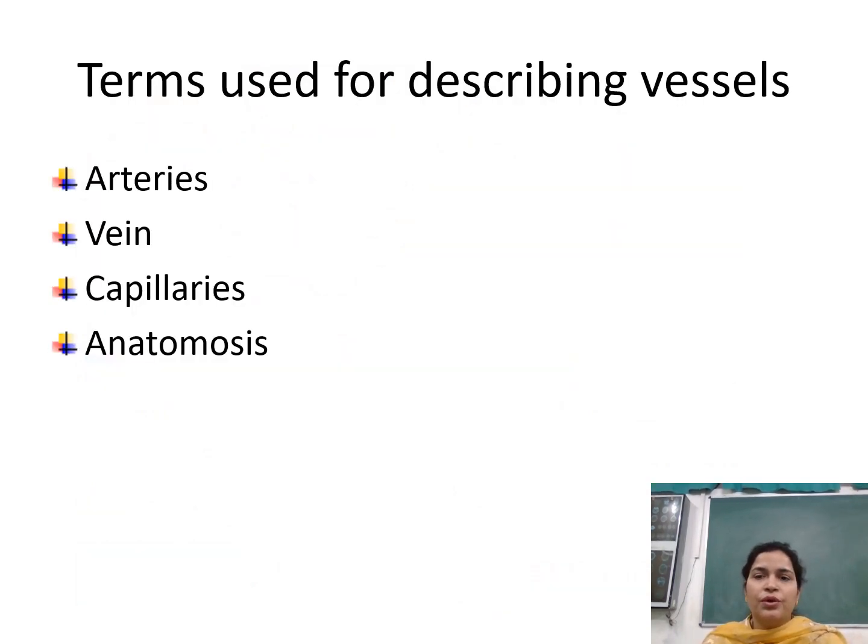Terms used for describing vessels. So which are the terms used for describing vessels? In the cardiovascular system, which consists of the heart as well as the blood vessels, what are the arteries? What are veins? The structure. Then capillaries are there. Anastomosis.